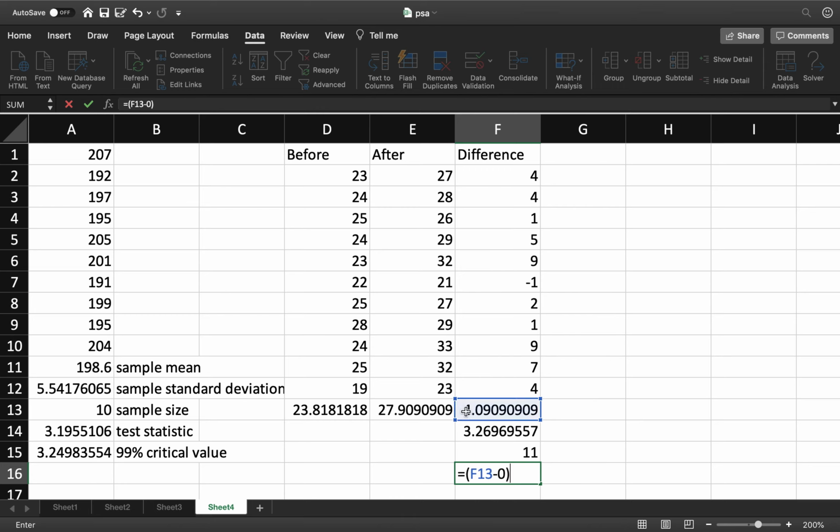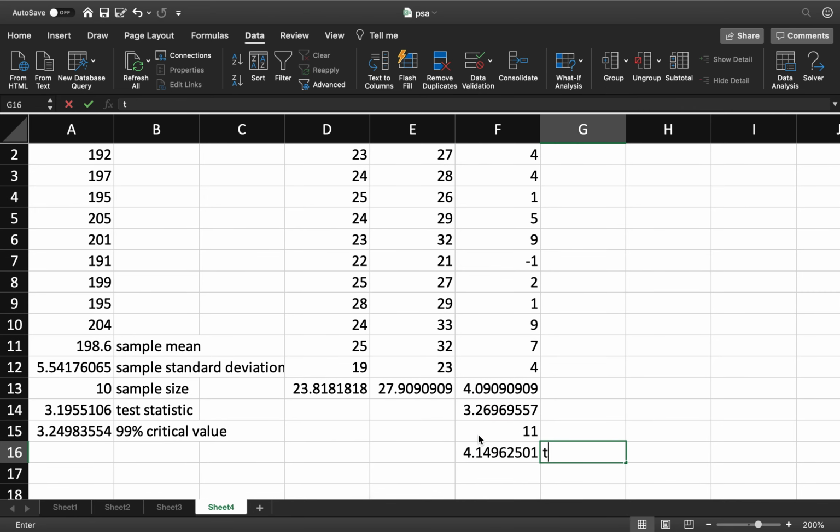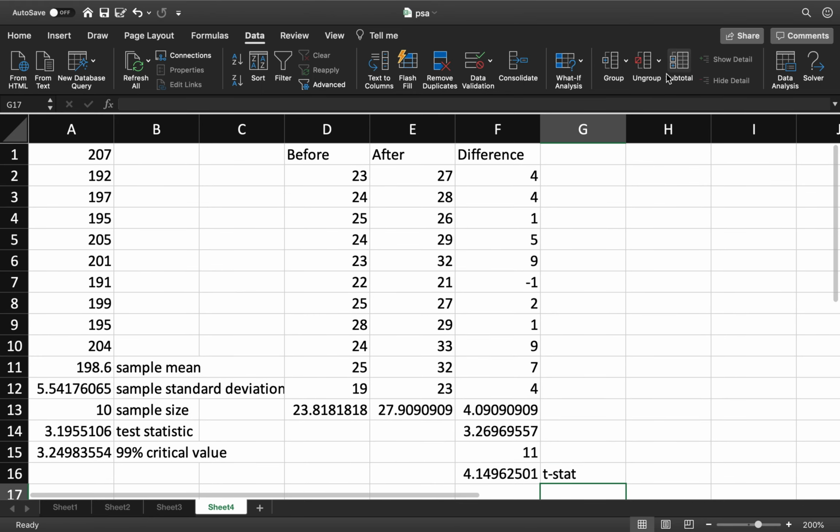So the test statistic, if I were to compute it by hand, would be sample difference minus 0 divided by the standard deviation divided by the square root of the sample size. This is the t-stat I would get. Excel will produce this for us.